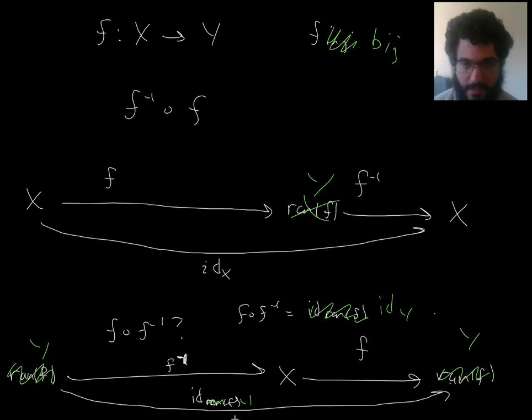I'm just discussing that you could write a proof along the same strategies used up here. Yeah, so if F is a bijection, then things are very nice.